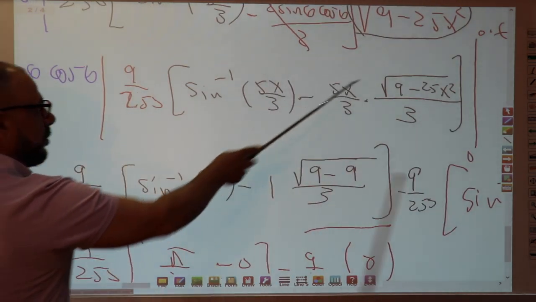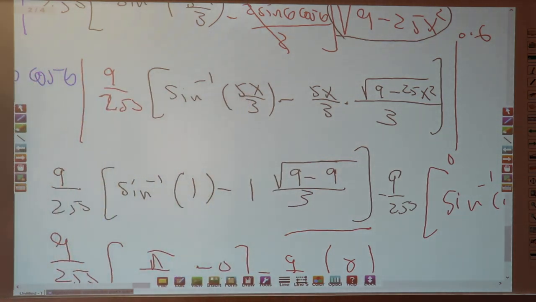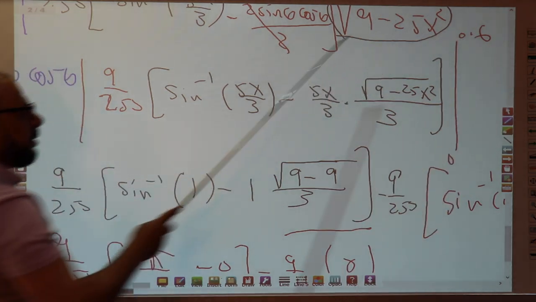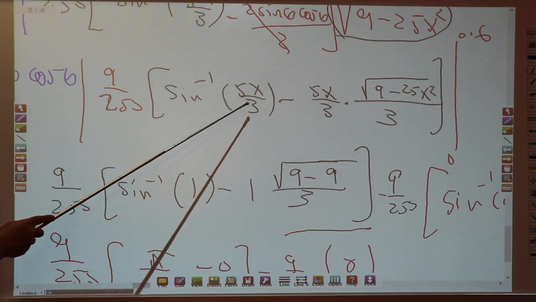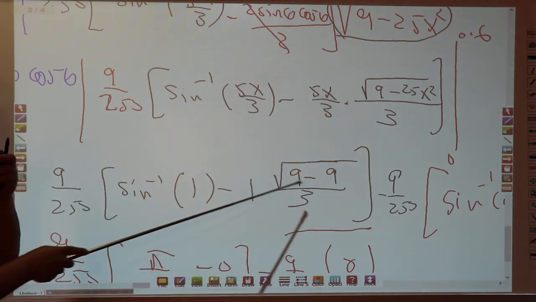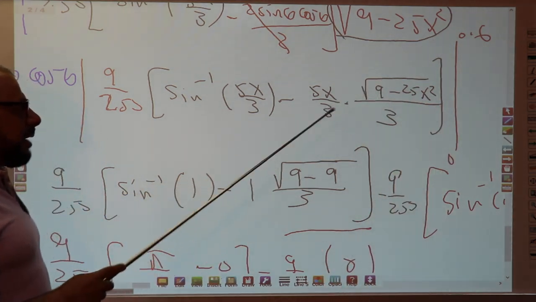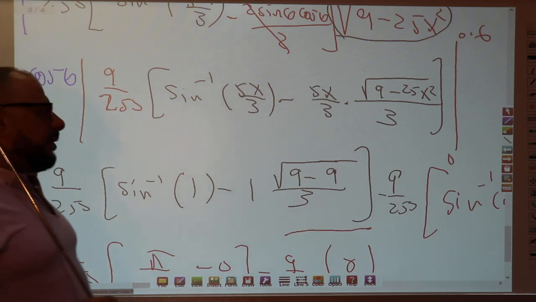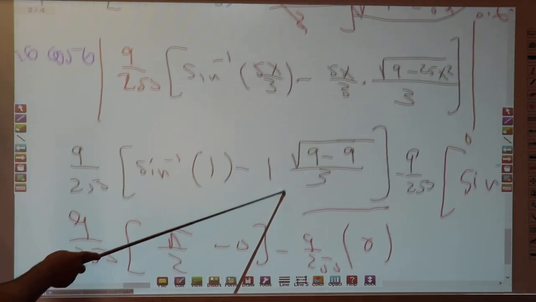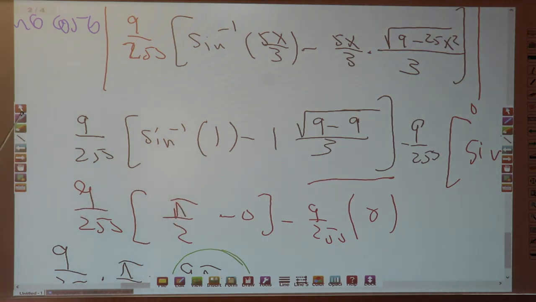Now 9 over 250, sine inverse, start with 0.6. 5 times 0.6, if you use your calculator, is 3, over 3 is 1, sine inverse of 1. Then 0.6 squared is 0.36, times 25 is 9, and 9 minus 9 is 0. Then all this term turns to be 0, right? And sine inverse of 1 is pi over 2.